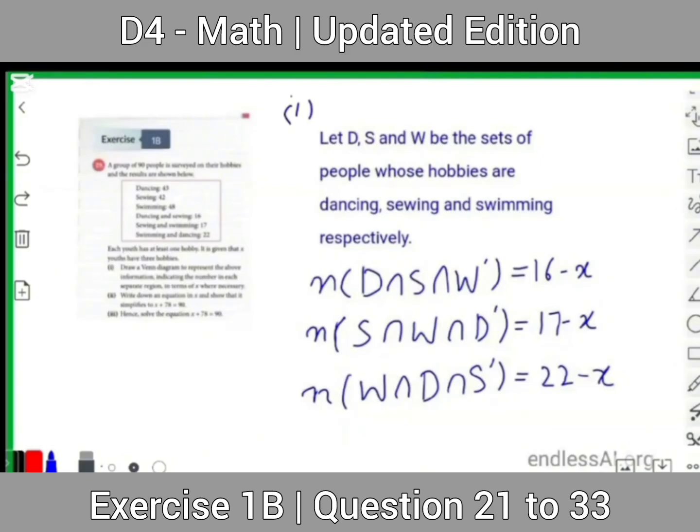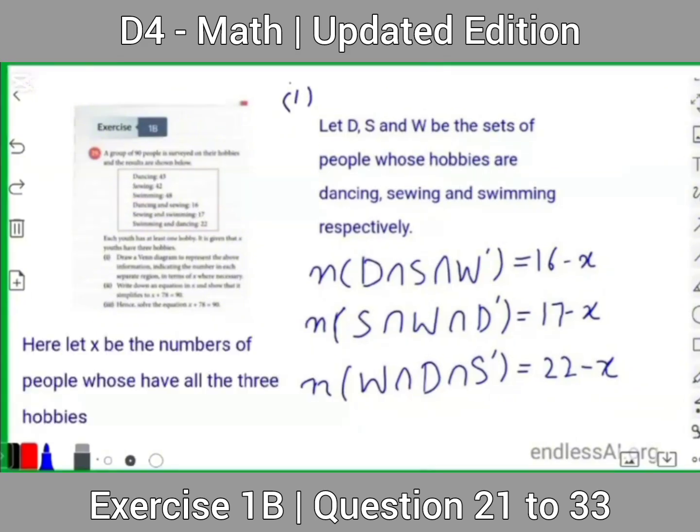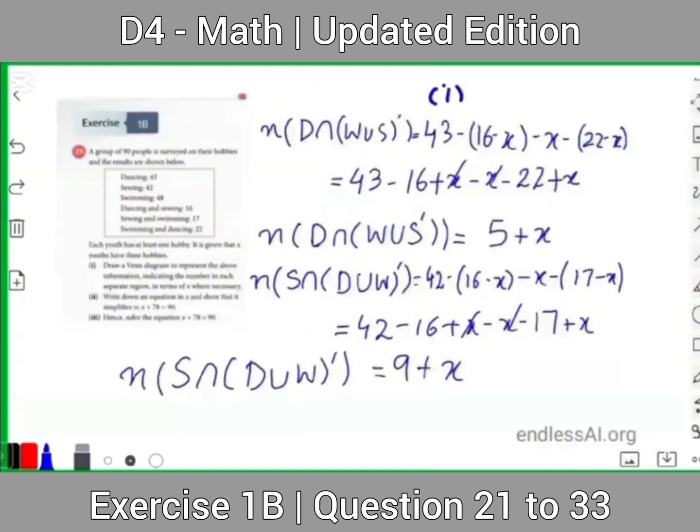So that is equal to 16 minus x. And now the number of people whose hobbies are sewing and swimming but not dancing is equal to 17 minus x. And the number of people swimming and dancing but not sewing is equal to 22 minus x. And now here, let x be the number of people who have all three hobbies: dancing, sewing, and swimming. Now we will make further calculations to represent on the Venn diagram for part 1.